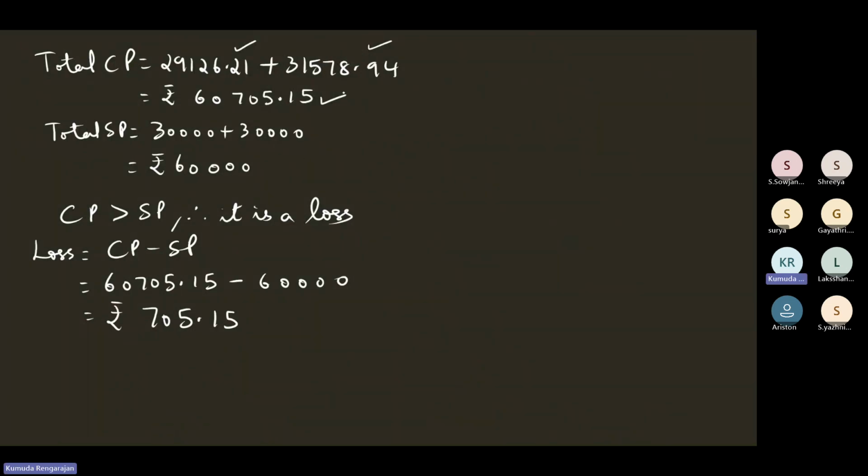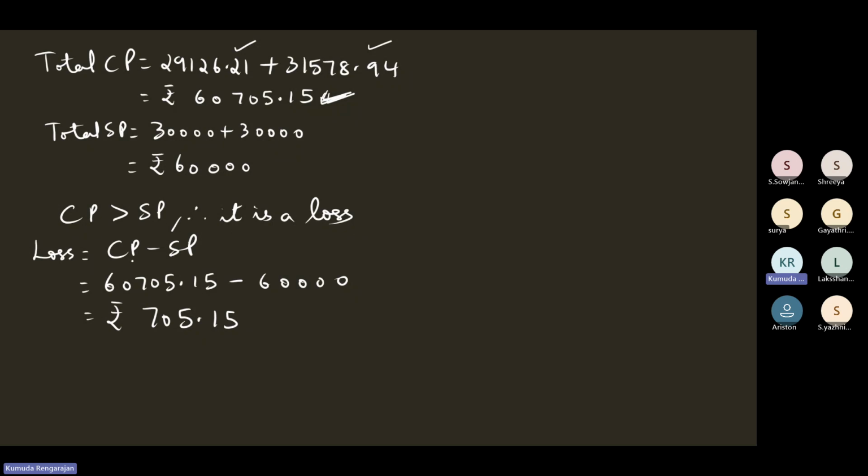Now compare the cost price and the selling price. Clearly the cost price is greater than the selling price. Selling price is less. That means it's a loss. You're selling for lesser money, so it's a loss. So CP is greater than SP, therefore it's a loss.